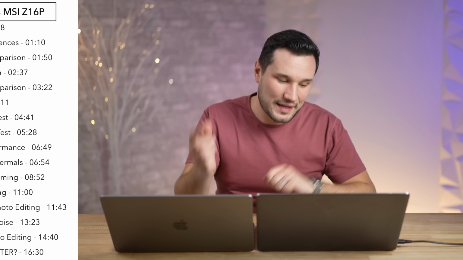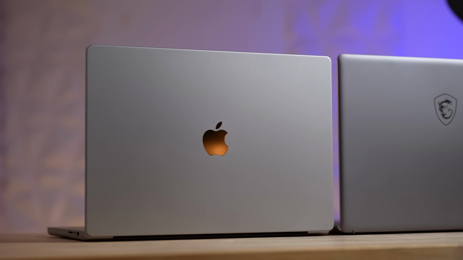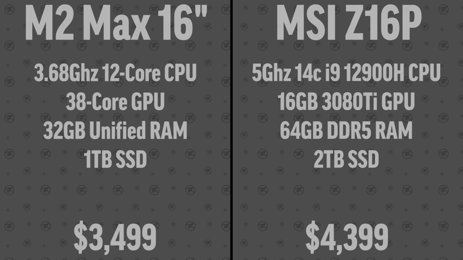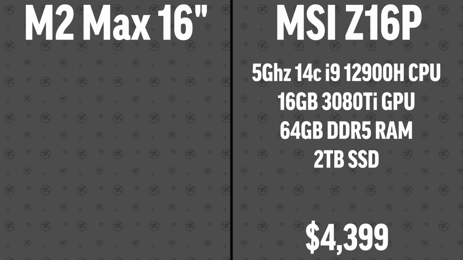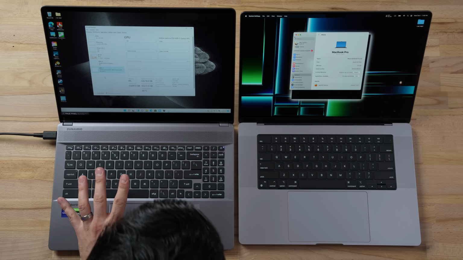Now, believe it or not, this MSI Creator Z16P costs more money than this MacBook Pro. Here is the full spec sheet side by side. You can see that it has double the RAM and twice the storage, but if we spec up the MacBook the same way, it still costs $100 less. So this isn't some cheap Windows laptop. It is spec'd out to the max.